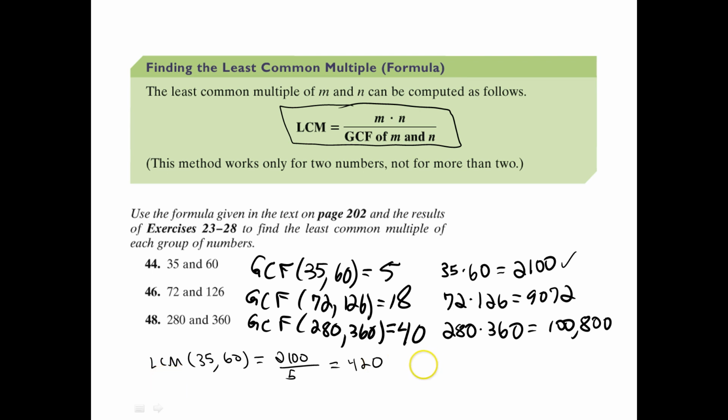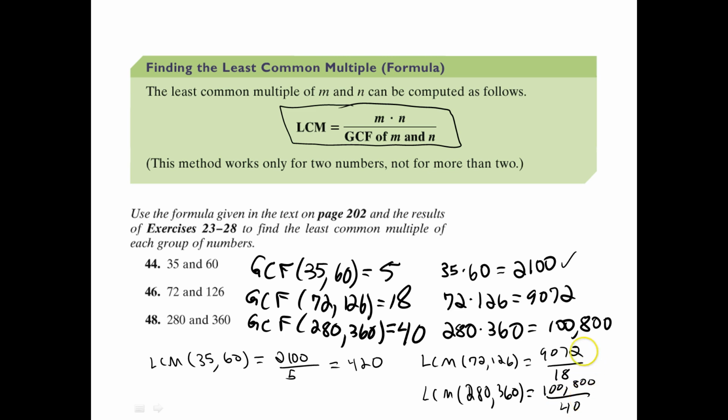Now let's move on to the next one. Just divide. So between 72 and 126, take 9072 and divide it by 18. Okay. And then for the last one, between 280 and 360, we just need to take 100,800 and divide it by 40.